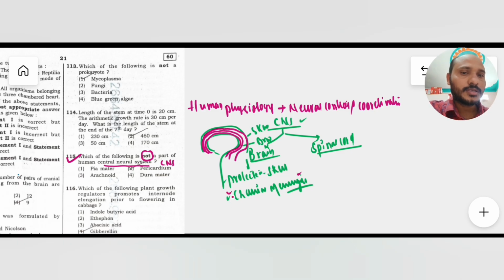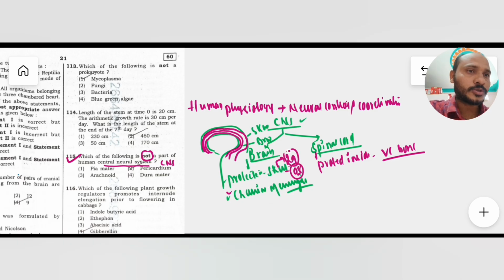Likewise, the spinal cord is protected inside the vertebral column bones. Generally the skull has 29 bones, and among these 29 skull bones, 8 are cranial bones. These cranial bones protect the brain. And the spinal cord is protected inside the vertebral column bones. There are 26 vertebral column bones.